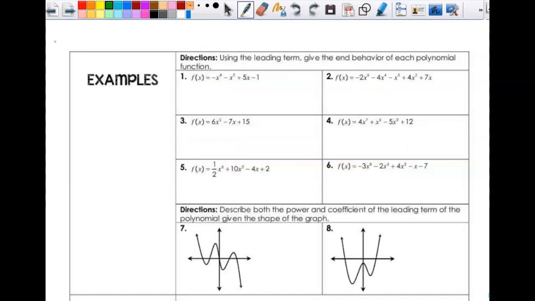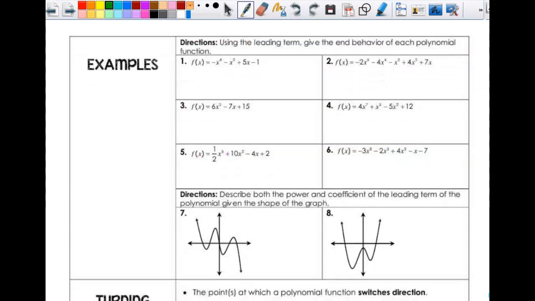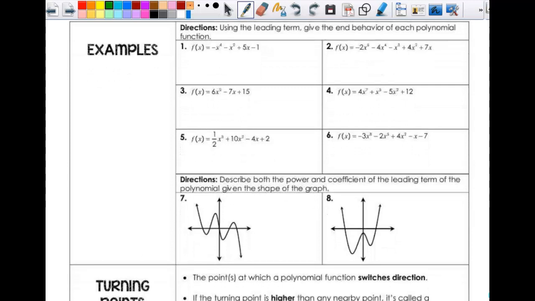So now we're going to just identify these. It says, using the leading term, give the end behavior of each polynomial function. This is an even number, so it's going to model a quadratic. That means it's either up, up, or down, down. What do you think this would be? Since this is even and it's negative, it would be down, down. That's literally what you get from it.